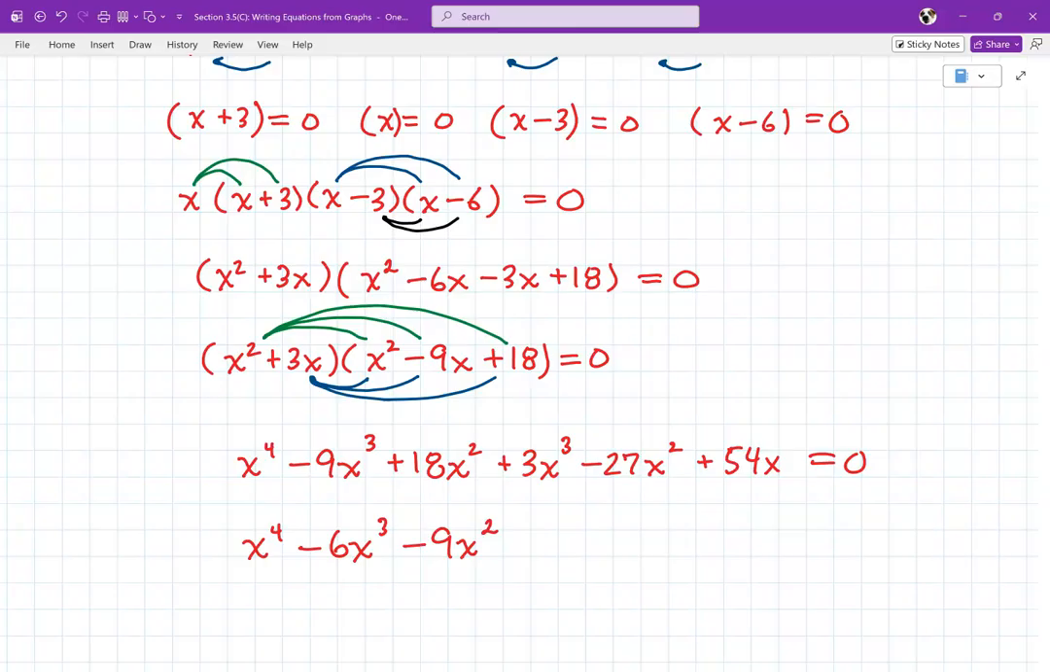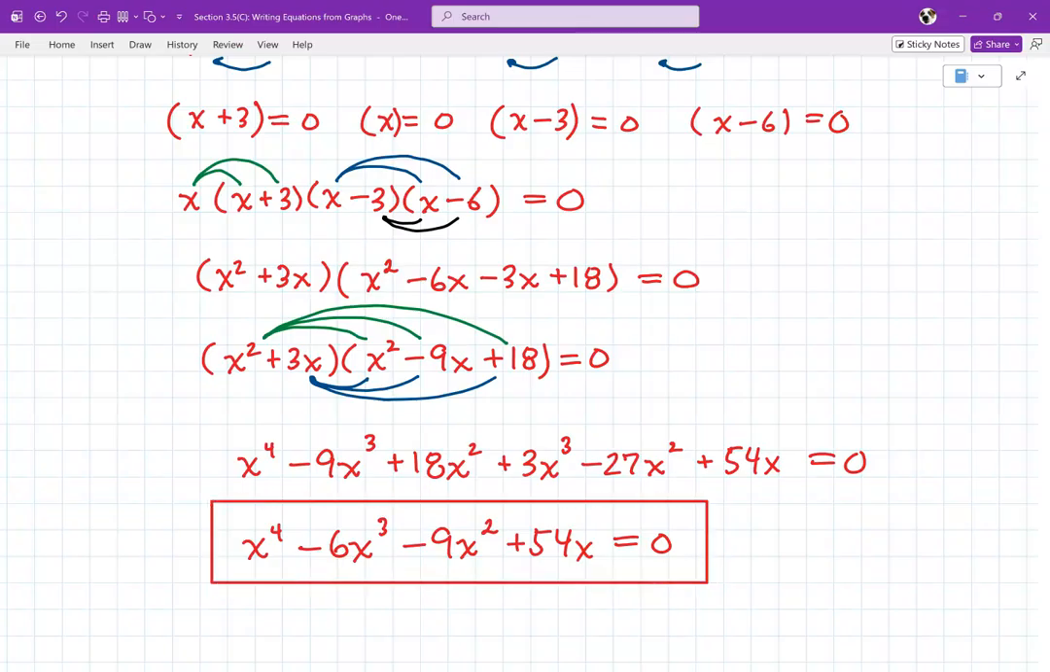And then I just have 54x equal to 0, and I'm done. So when I told you guys this is considered not that hard to do, it's not supposed to be. It's just multiplication. But when you look at the multiplication, you might say, well, yeah, but that was a lot of multiplication. True, that was a lot of multiplication.